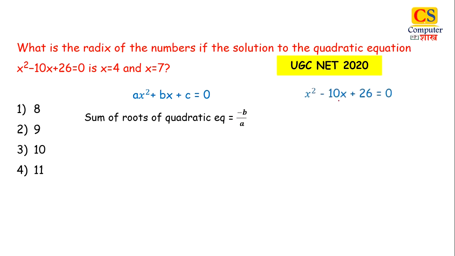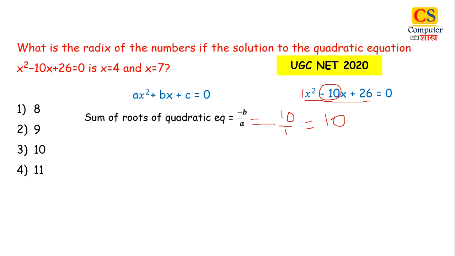So our equation is x square minus 10x plus 26 equals to 0. Our formula is minus b divided by a. Now in this equation, b is minus 10. So minus b will be 10, right? And a is 1. So it will be 10 divided by 1, that is 10. So the sum of roots of the quadratic equation will be 10.